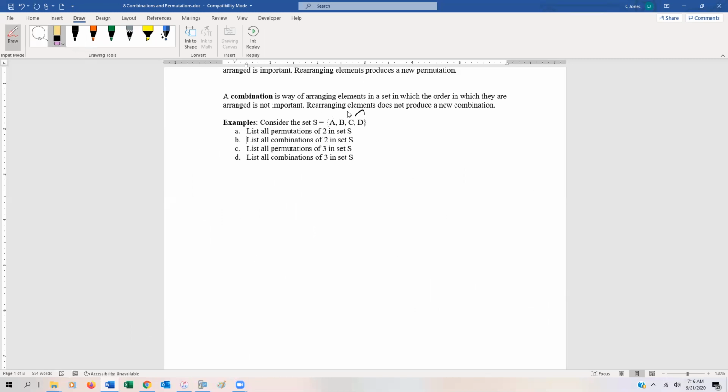All right, now, what if instead of 2, we were asked to select 3 elements from the set? So for part C, we're going to have to list all the permutations of 3. All right, so this is where it gets a little bit more painful. So now we're picking 3. So we have A, B, C. This is for part C. And then we have A, B, D.